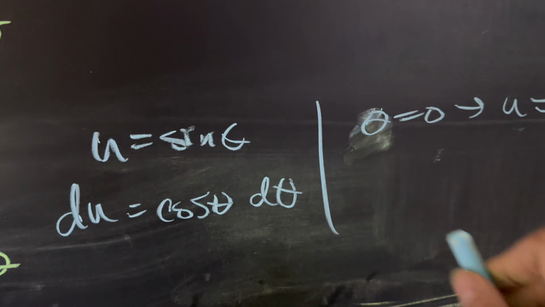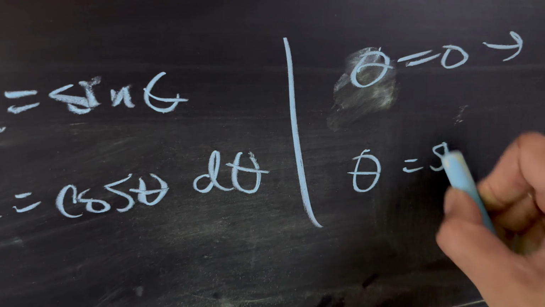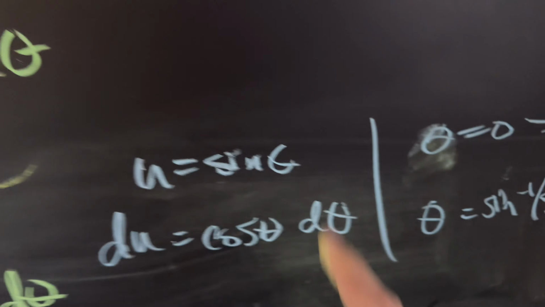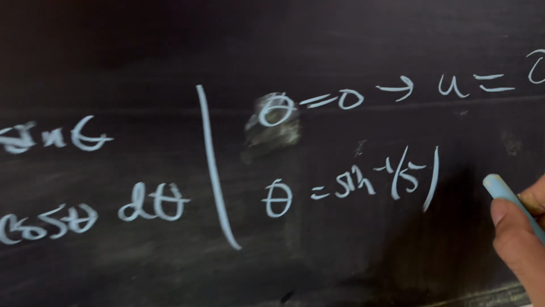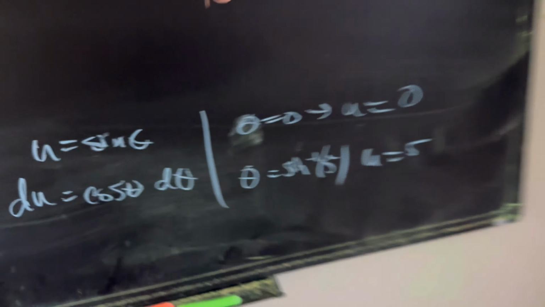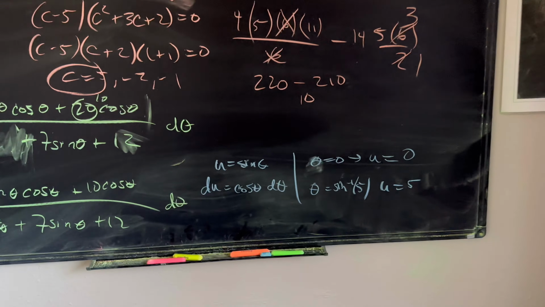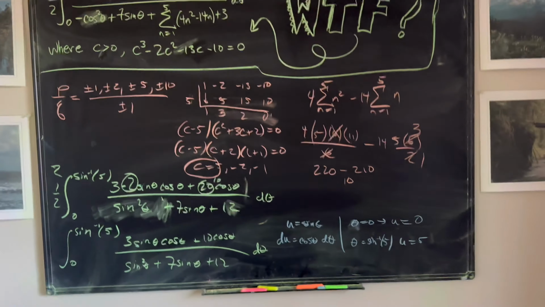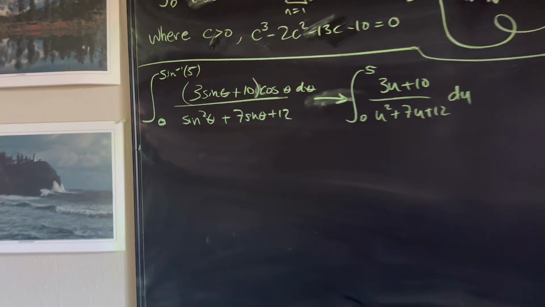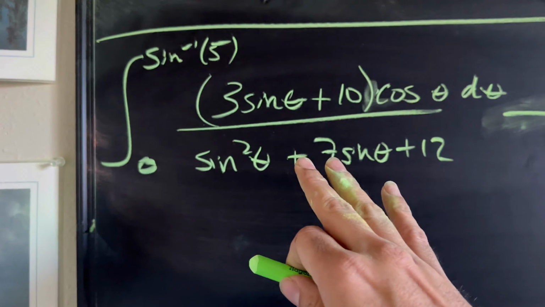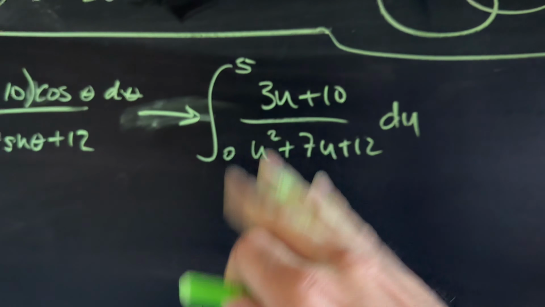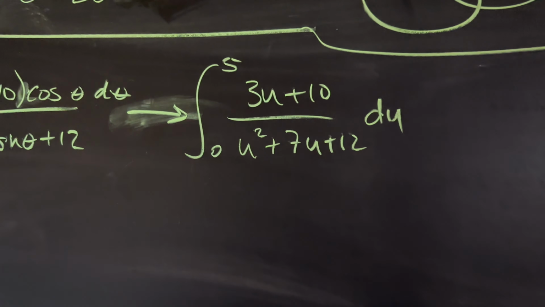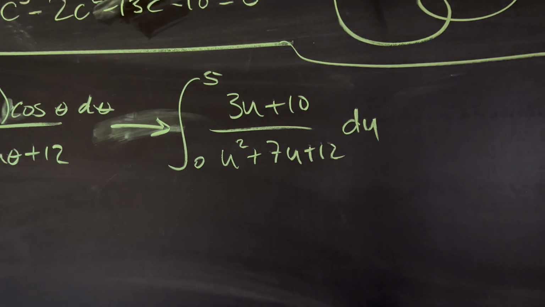And then here's the tricky part. I understand. When theta is equal to arc sine of 5, then sine of arc sine of 5 is just going to be 5. Again, we assume that this was true. I know a lot of people were pretty upset at me, but that's what it's going to be. So now we have a nicer integral. So we're going to go ahead and clean this up a little bit. Okay, so here we go. This integral right here turned into the integral from 0 to 5 of 3u plus 10 over u squared plus 7u plus 12.